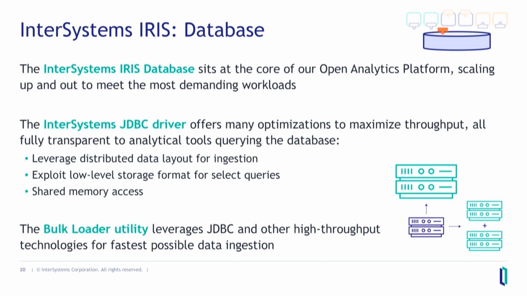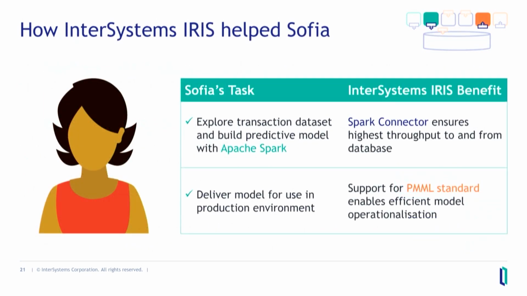So we've got our database that supports scaling up and out. If you want to learn more about the scalability pieces, come see my other session at 5. The JDBC driver has a couple of very nice enhancements that we've been putting in InterSystems IRIS to just massively increase throughput. And there's more coming up in 2019.1. And then this bulk loader utility leverages JDBC to get the data into the database as fast as possible.